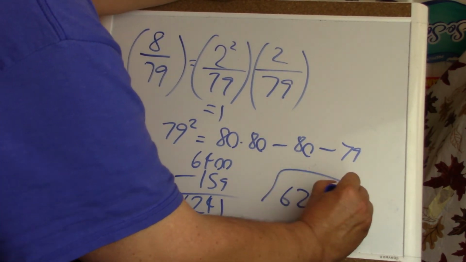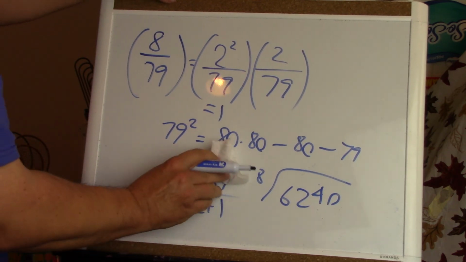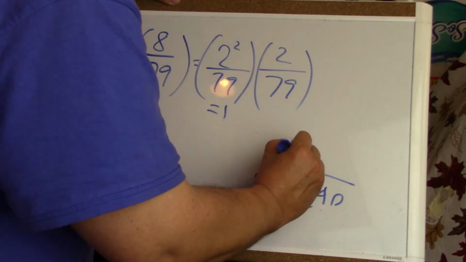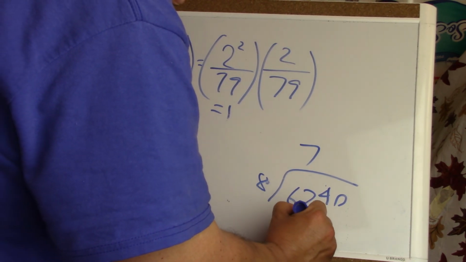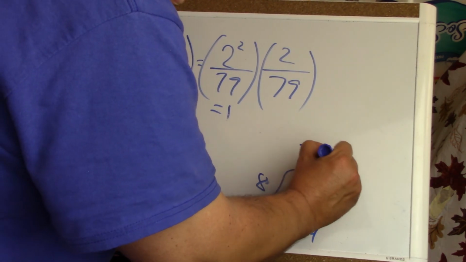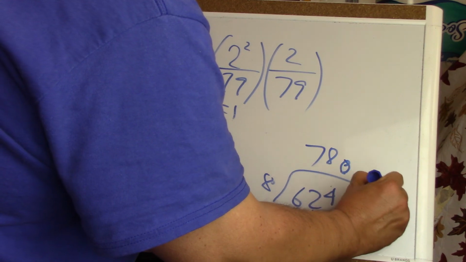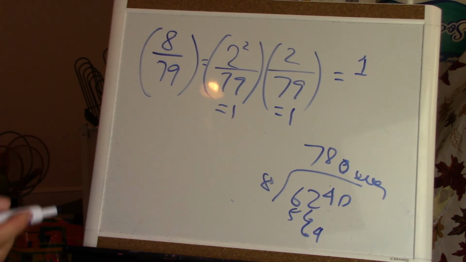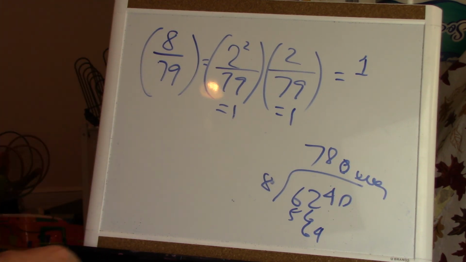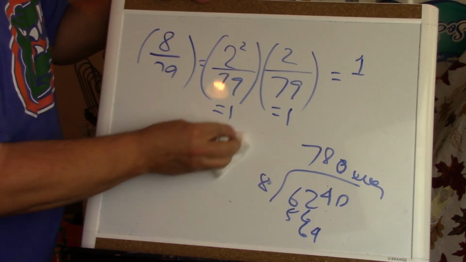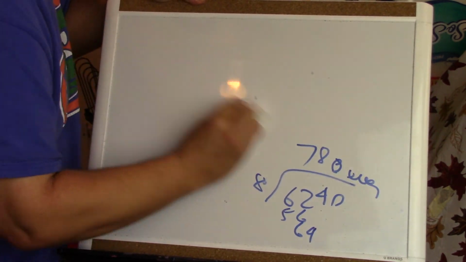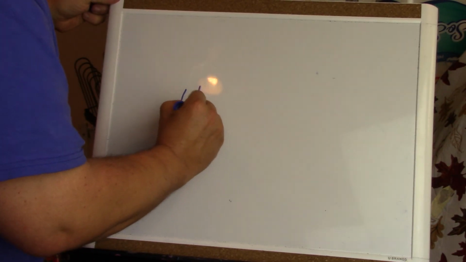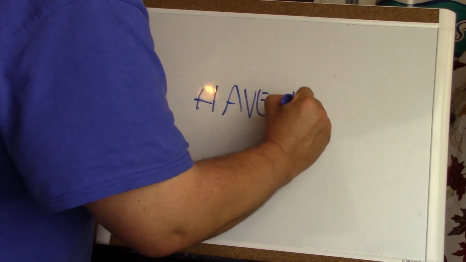6240 divided by 8 is 7, 56, 64, 80. It's even. This is also 1. 8 over 71 is 1. So there you go. And I hope you enjoy watching me torture myself doing Legendre symbols. And of course, the key always is to have fun.